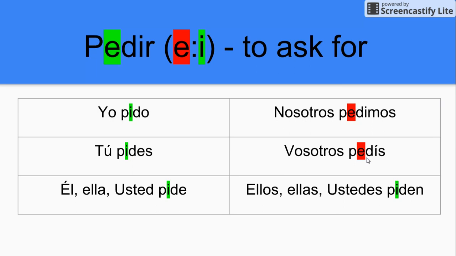And our third type, E to I, again, we can see that we have the appropriate endings as we normally would, pido, pides, pide, but the E of pedir became an I in each form except for the nosotros and vosotros because we have the accent written on this word and we have the double vowel ending.